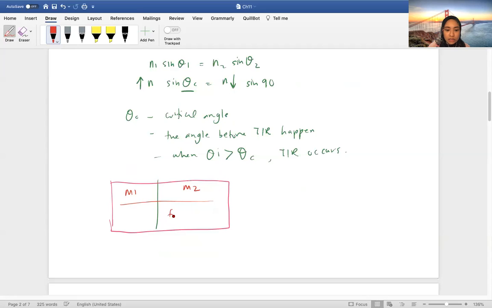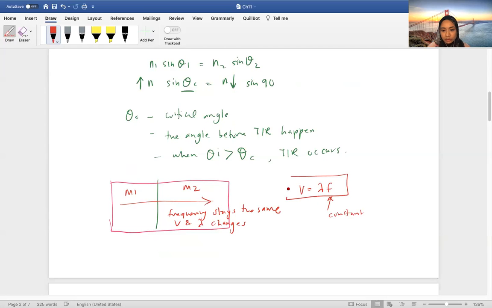So the frequency stays the same, but V and lambda change. So it goes into medium 2, frequency stays the same, but V and lambda change. If you can't remember what changes and what is constant, remember this equation: V equals F lambda. F is constant, which means that V and lambda should change.